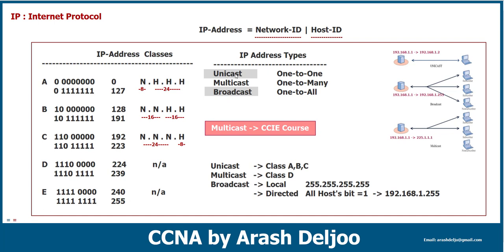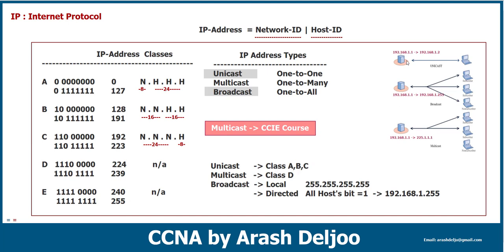The first is unicast. What is unicast? Unicast communication, or unicast IP address, means we are sending traffic from one system to one other system. When a PC or a server or any other host sends traffic to only one system, this is unicast communication. For unicast communication, we are using class A, B, or C.